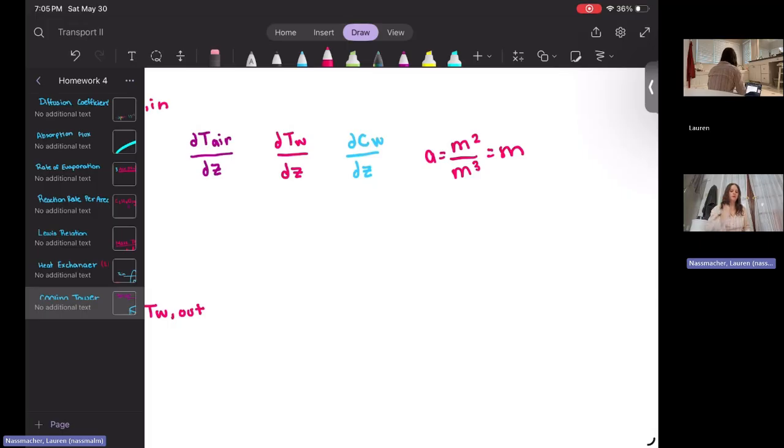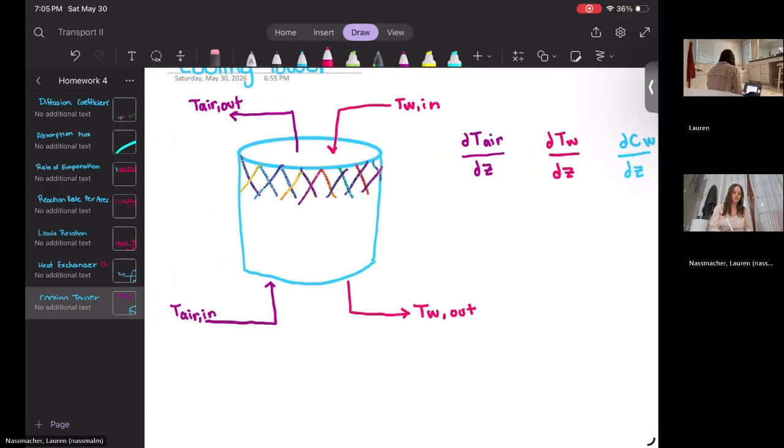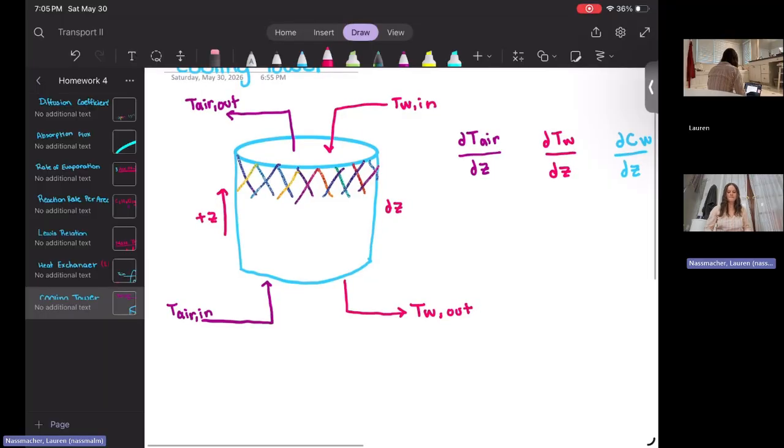We also want to think about the z direction of what's going on. So this water cooling tower, this will be the positive z direction. And so this will be the change in z.